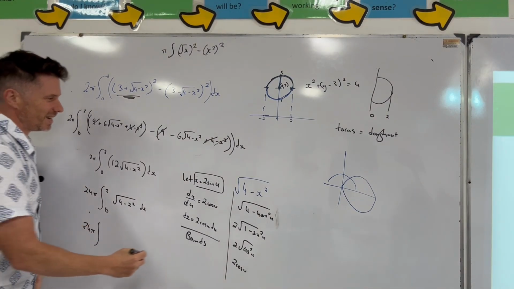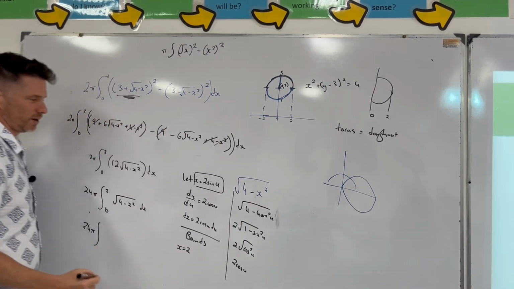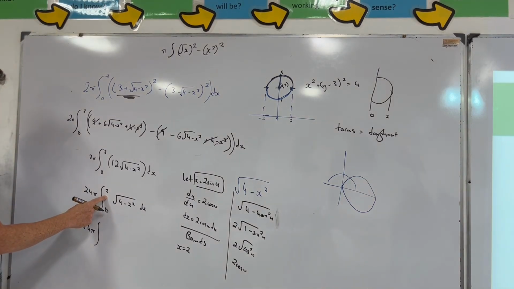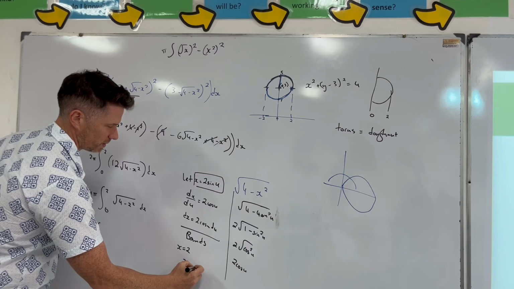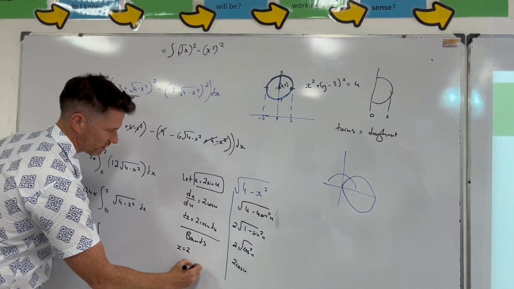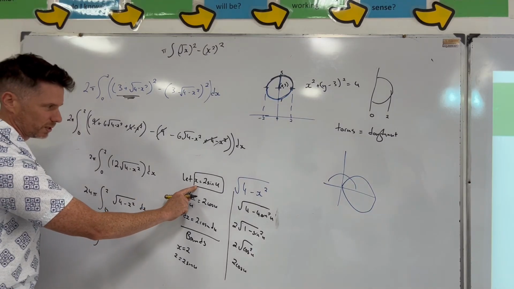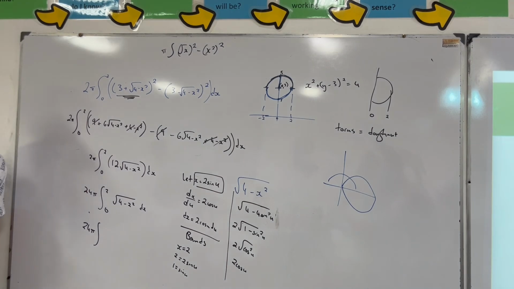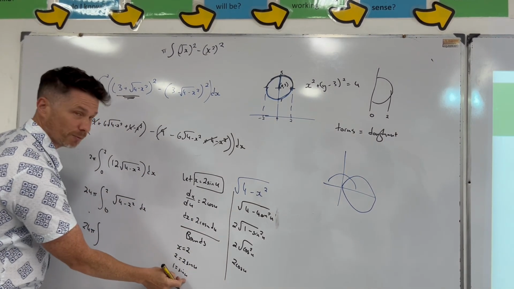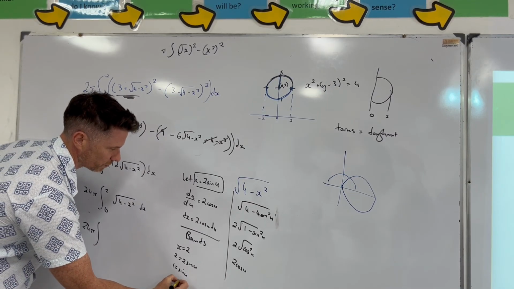All right. So x was 2. What's it now? 2 sine u equals 2. So what's u equal to? I've let x be 2 here, so 1 is sine u. So u is pi over 2. Sine of pi over 2 is 1, isn't it? So this one, the u bound is pi over 2.